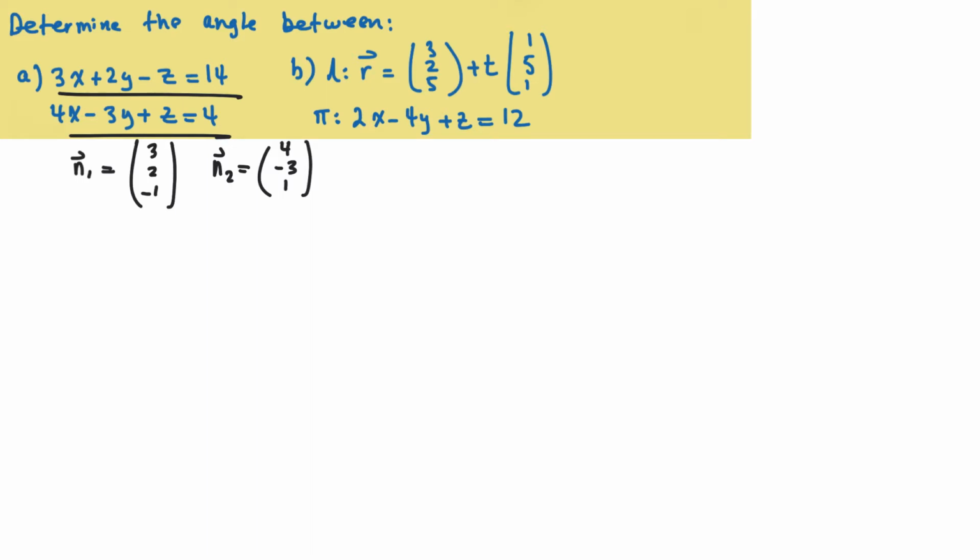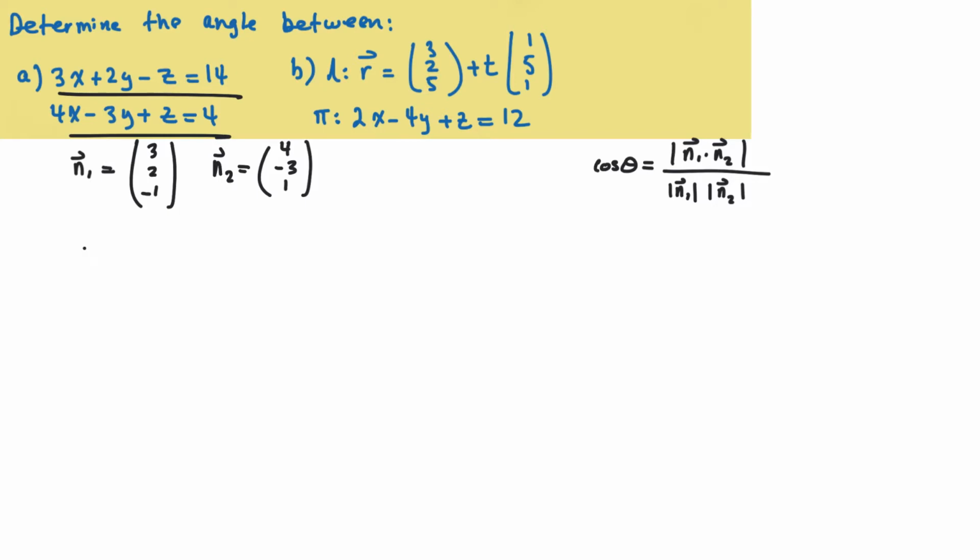Once we have this, we need to find the magnitude of each vector and the dot product of them. So let me write the final equation here. Cos theta is going to equal the magnitude of the dot product of the two, divided by the magnitude of the normal of the first equation and the normal of the second equation.